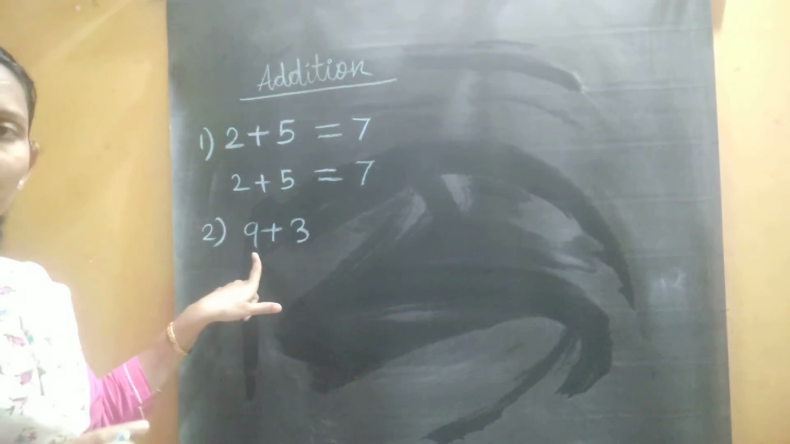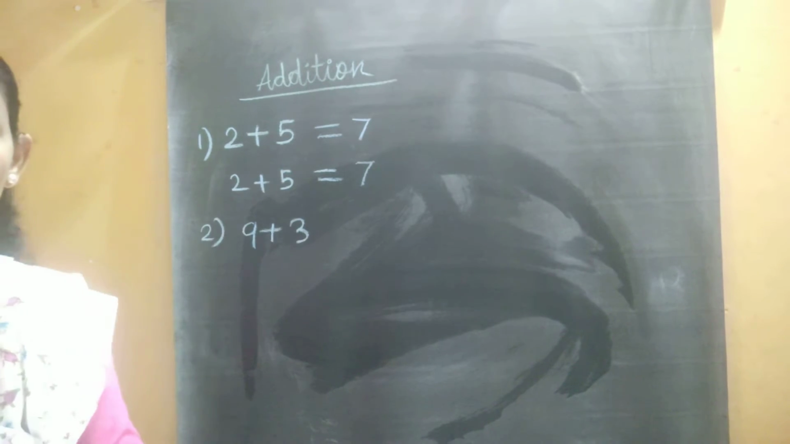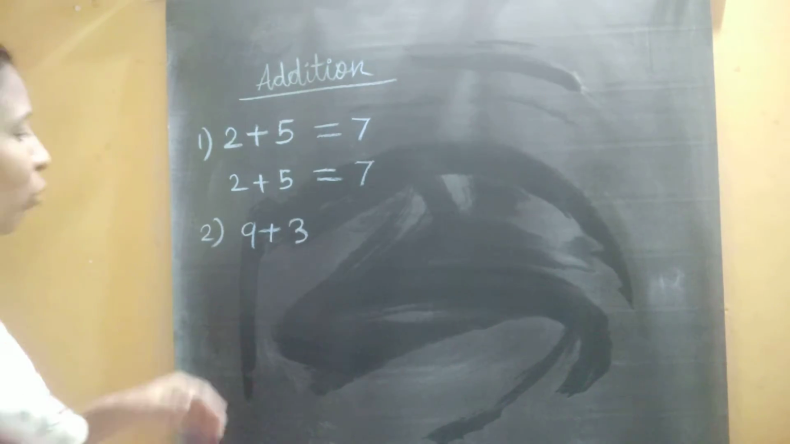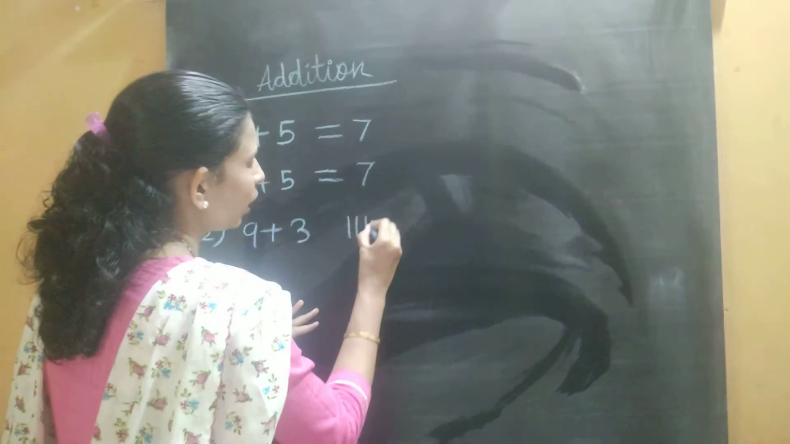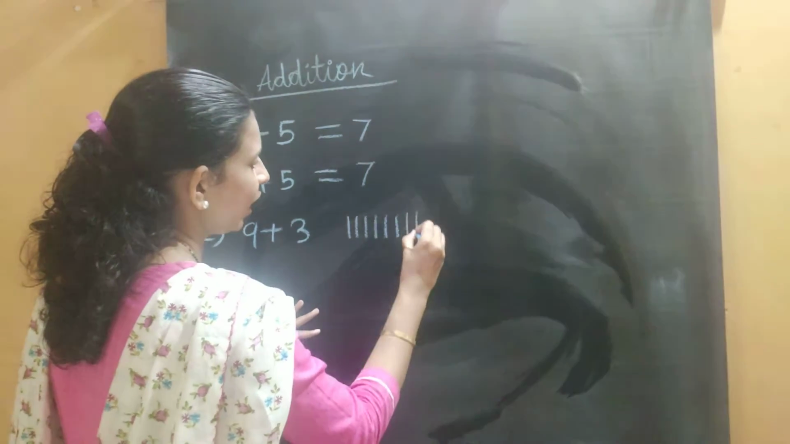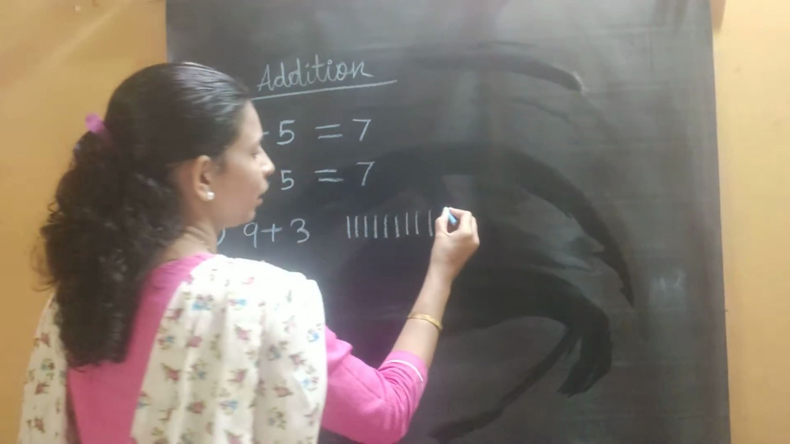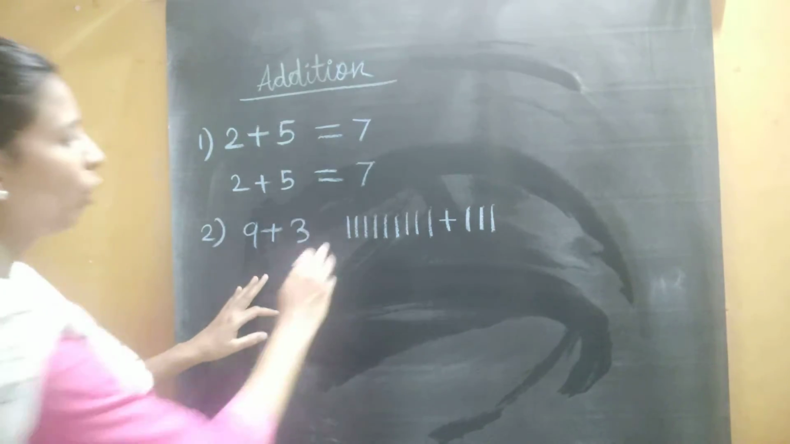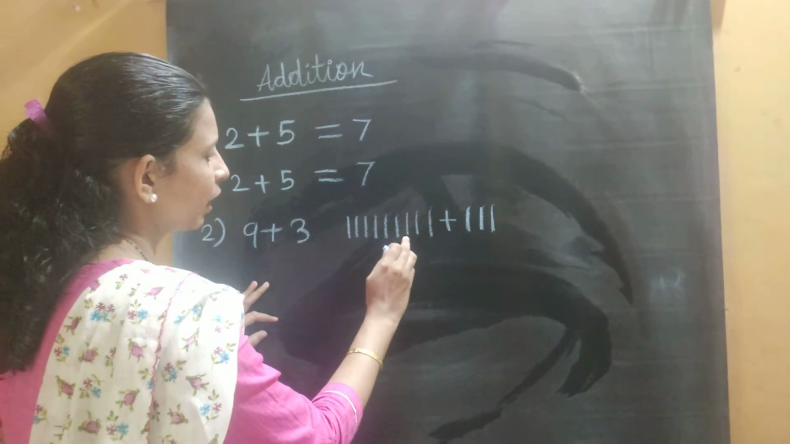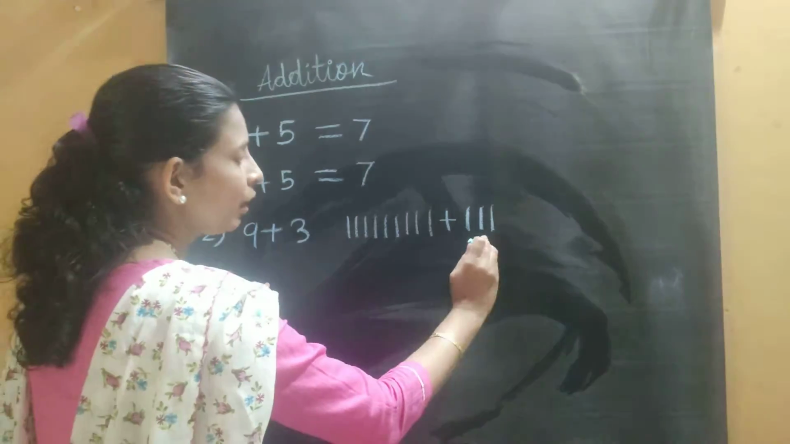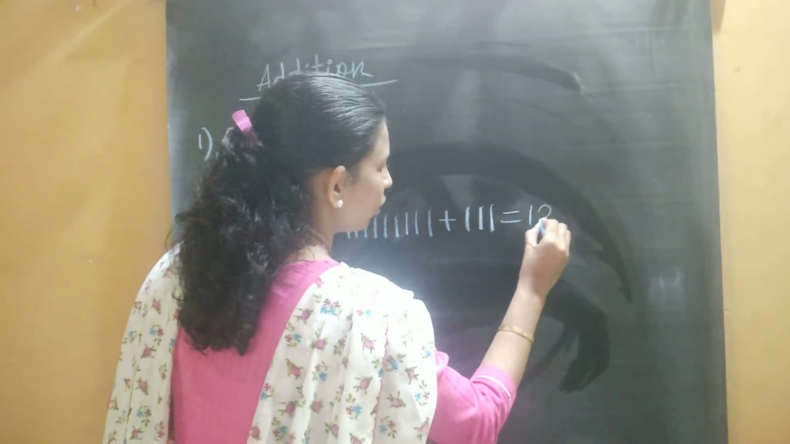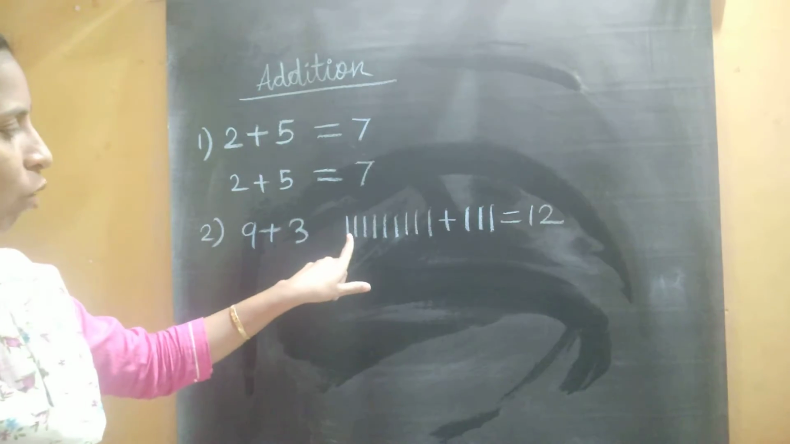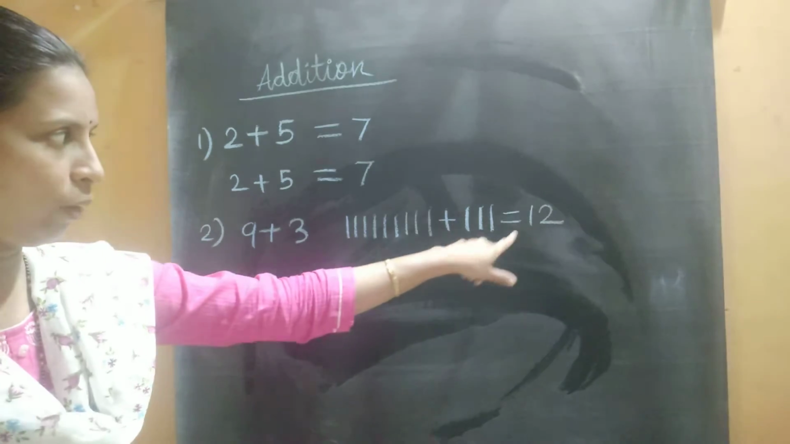Students, see the next example. 9 plus 3. What is given? 9 plus 3. If we count like Rama, how do we count it? 1, 2, 3, 4, 5, 6, 7, 8 and 9. Correct? 9 plus 3. Plus 3: 1, 2 and 3. And then count again 1, 2, 3, 4, 5, 6, 7, 8, 9, 10, 11 and 12. What is the answer? 12. See again, 9 plus 3. Count 1 to 9 and then 10, 11, 12.